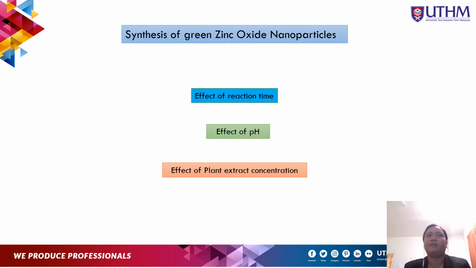Next, the effect of pH. It affects the size and antibacterial activity of the zinc oxide nanoparticles. Lastly, the effect of plant extract concentration. The plant extract concentration has an effect on the size of the nanoparticles, and the crystallite size and the homogeneity of zinc oxide nanoparticles were influenced by the amount of extract during the synthesis.